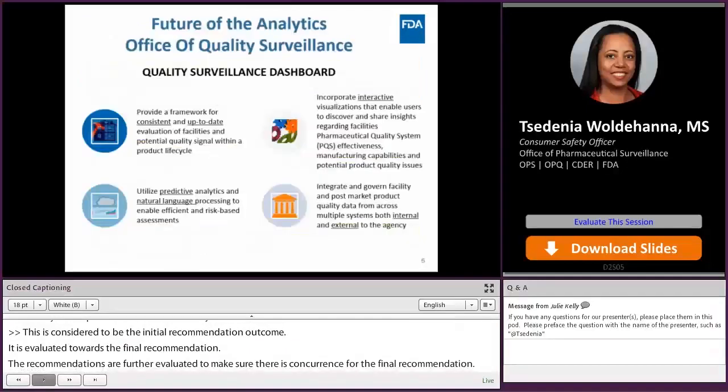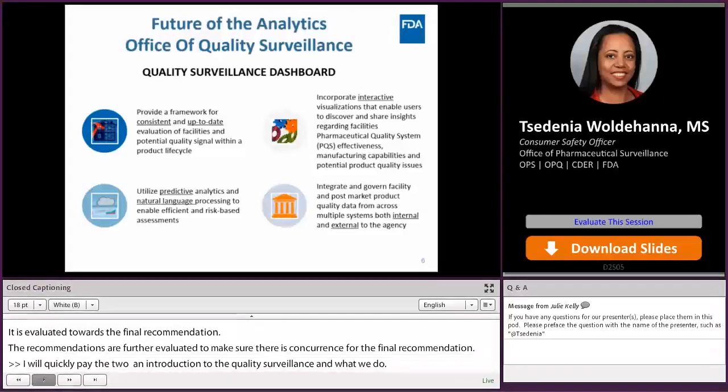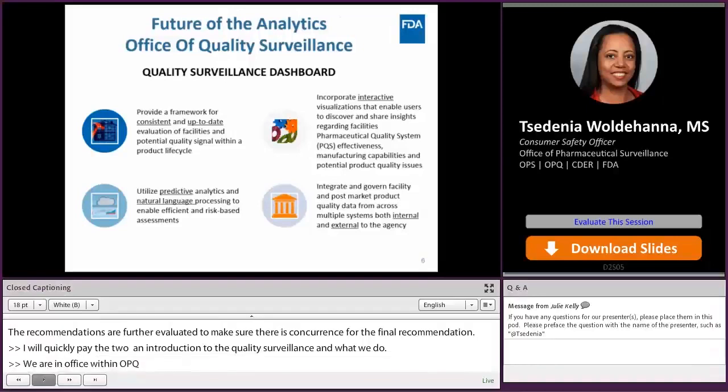Okay, so now I'm going to quickly pivot to an introduction to the Office of Quality Surveillance and what we do. We are an office within OPQ, and our mission is to assure that quality medicines are available through signal detection, data analysis, review of the state of quality, and proactive stakeholders.